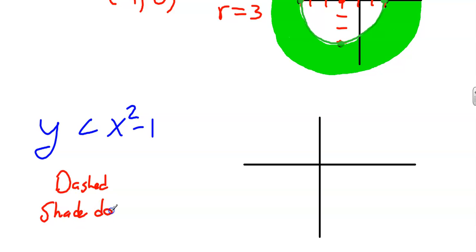Okay, and this one's set up for you so we don't have to worry about moving anything around. It's going to be a dashed line, and you're shading down because it's less than. And if it was just y equals x squared, that would be one we would draw. Then we would shade it, but here's what we've got to remember.